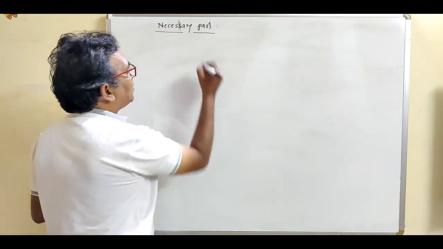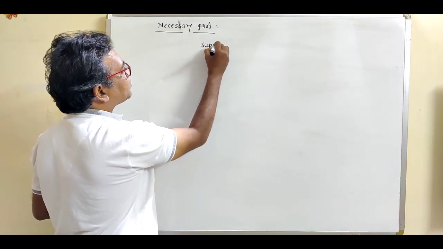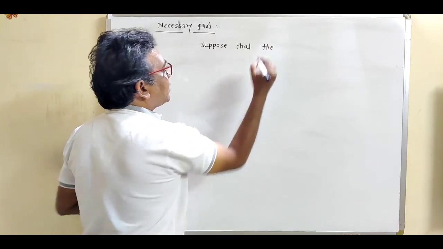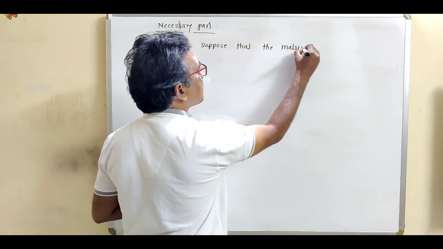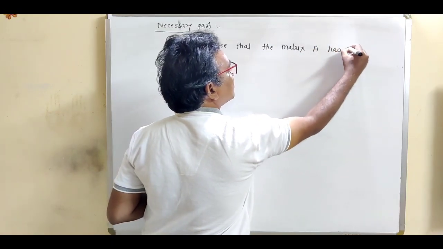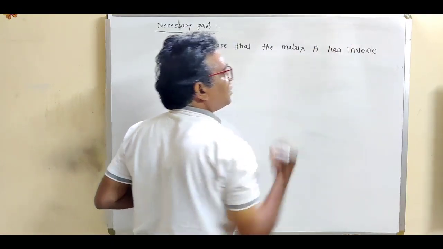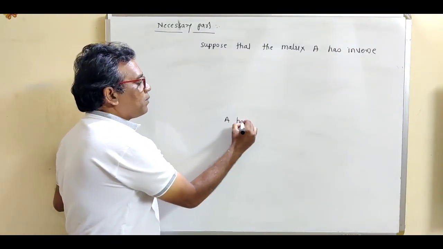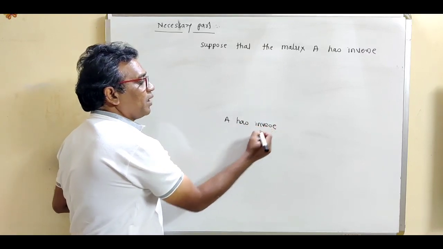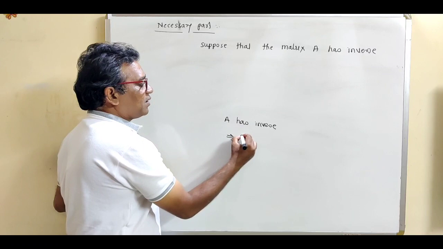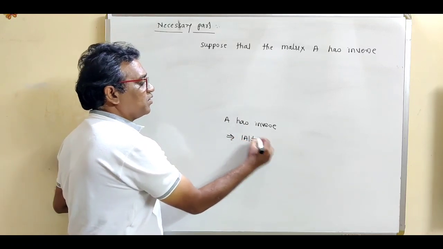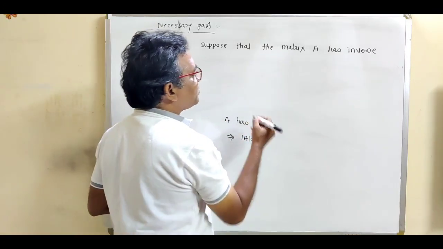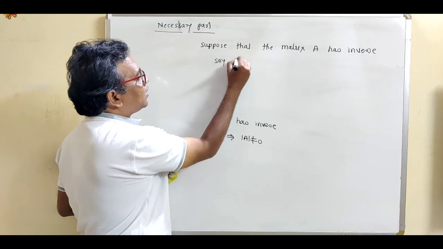So what is the necessary part? Suppose that the matrix A has inverse. So see what is the necessary part. We have to suppose that the matrix A has inverse. Use this condition and prove that this matrix A is a non-singular matrix. So let us suppose that the matrix A has inverse, say, which is B. So right here, say B.